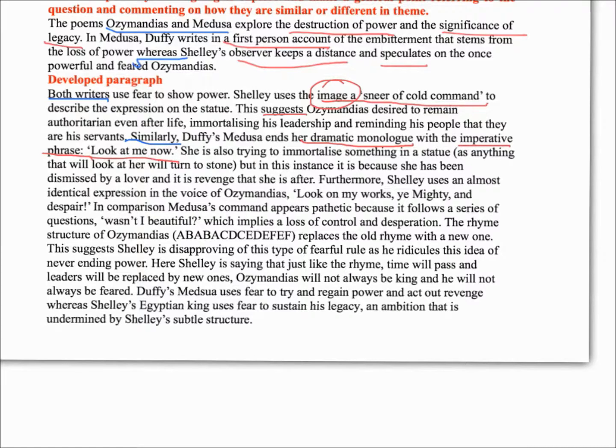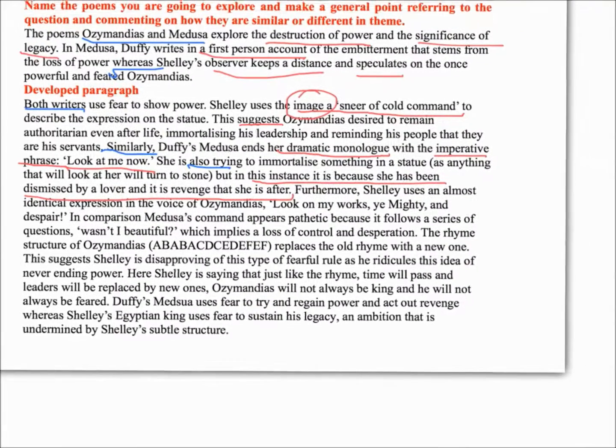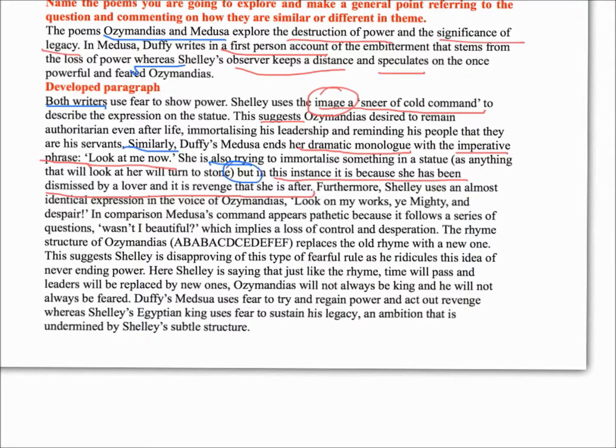She is also, now that also shows me that there is comparison. She is also trying to immortalise something in a statue, as anything that will look at her will turn to stone. But in this instance, it is because she has been dismissed by a lover, and it is revenge she's after. So in the analysis here, in this instance, it is because she has been dismissed by a lover, and it is revenge that she is after. I know that the candidate is still comparing because it uses but. But unlike Ozymandias, it is because she has been dismissed by a lover, not because she wants to be remembered as a king hereafter.